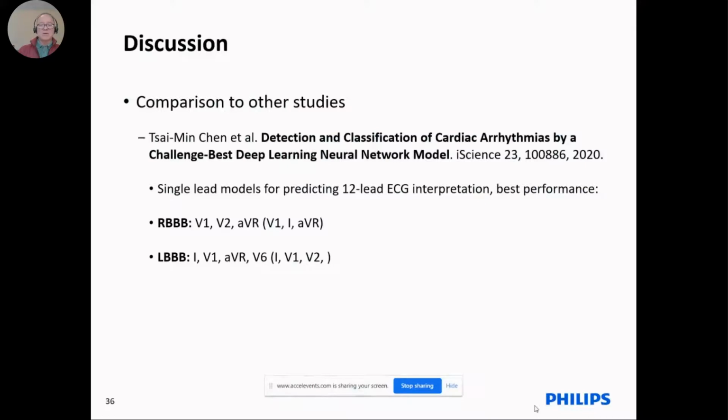So they used a similar strategy where they defined the lead importance as the single lead algorithm that did the best for that morphology.